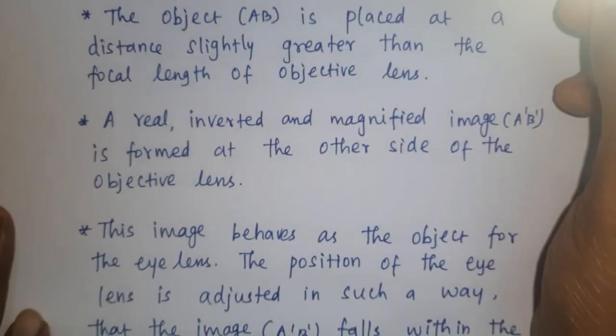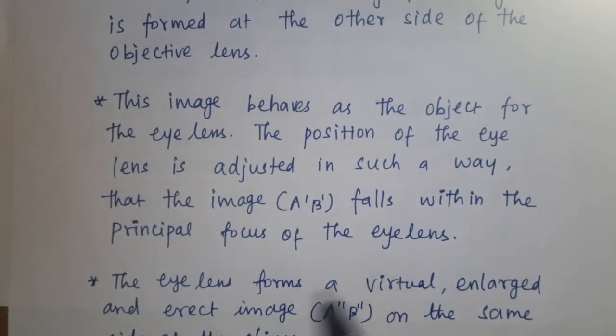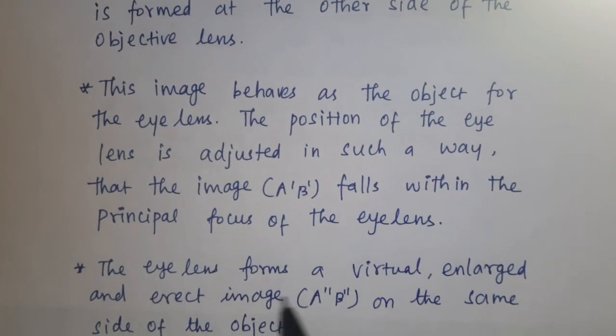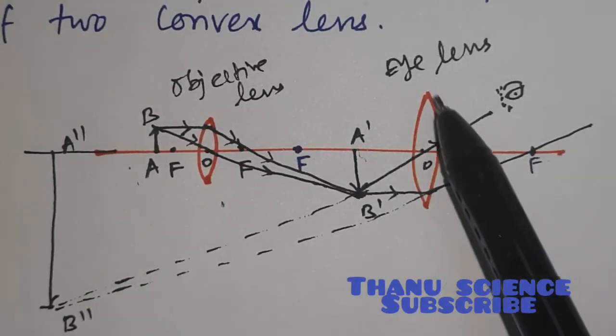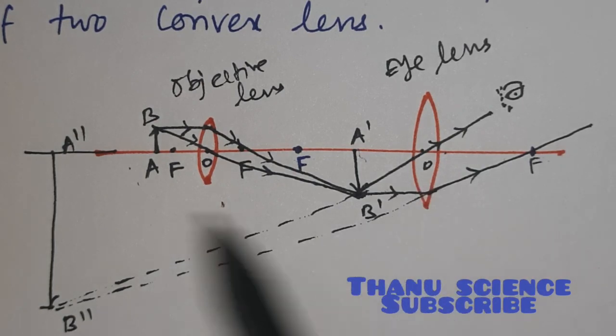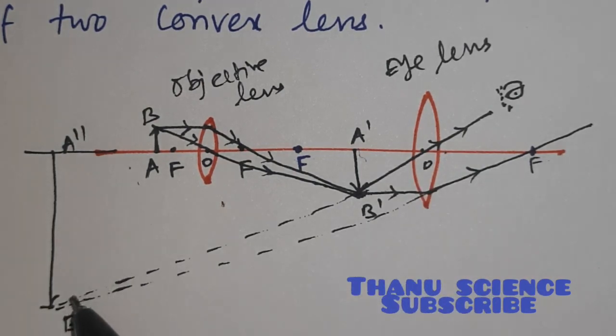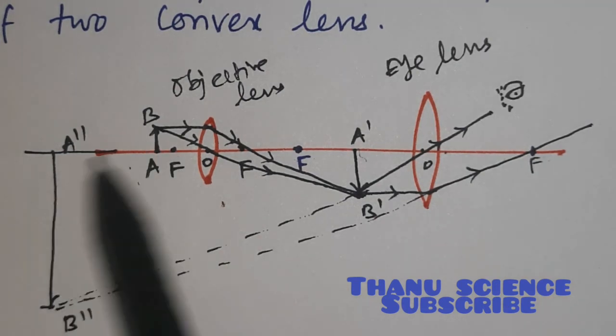Then the last point, this eye lens forms a virtual, enlarged and erect image A double dash B double dash on the same side of the object. So this eye lens forms a virtual, erect and magnified image on the same side of the object.